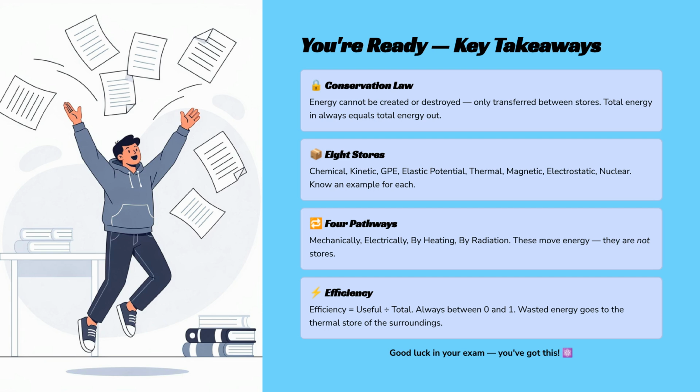To wrap up, remember, energy is conserved, there are 8 stores and 4 pathways, and efficiency is simply useful output divided by total input. You've got all the tools you need for your exam.